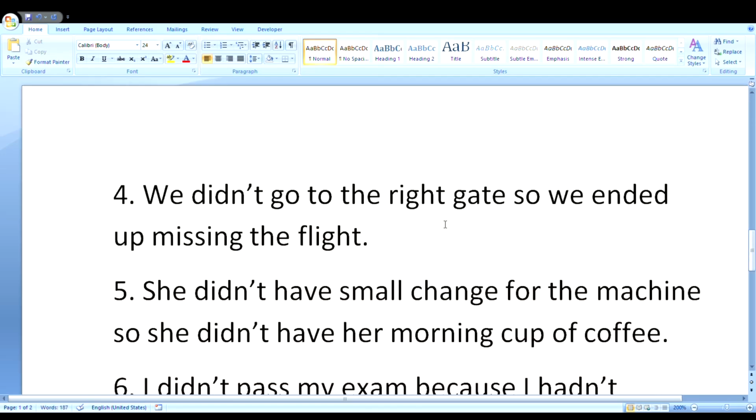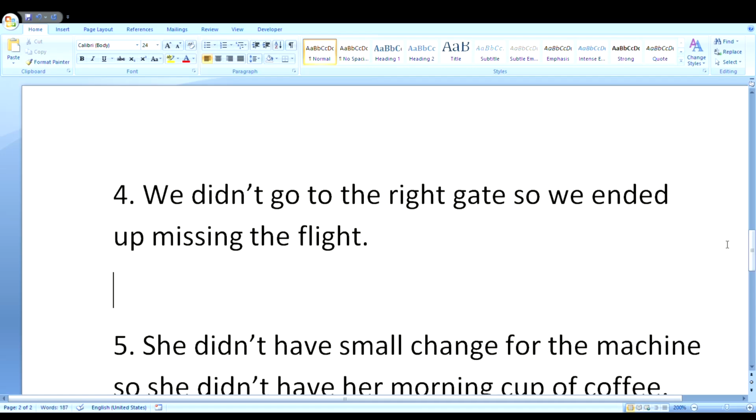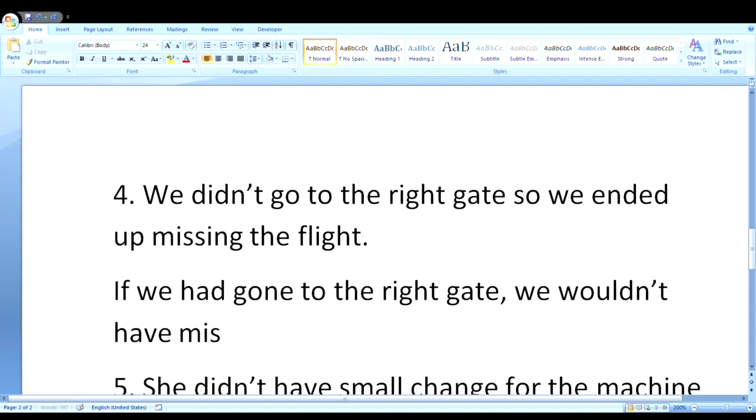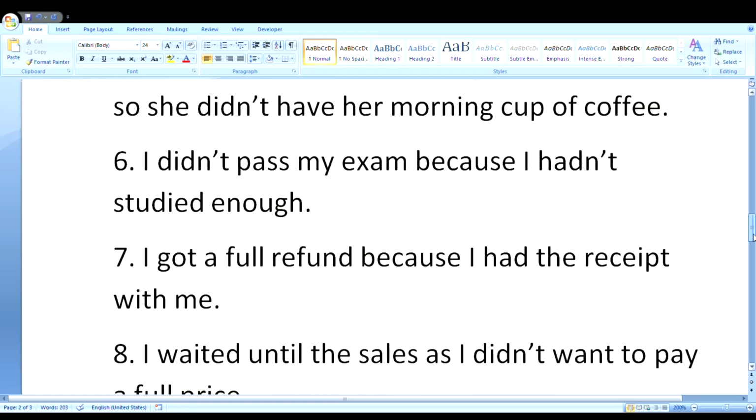Fourth one, we didn't go to the right gate, so we ended up missing the flight. However, if we had gone to the right gate, we wouldn't have missed, or we wouldn't have ended up missing the flight, or we wouldn't have missed the flight.